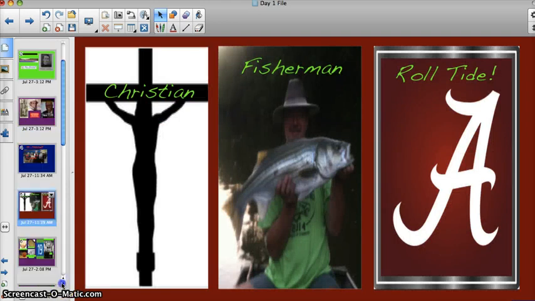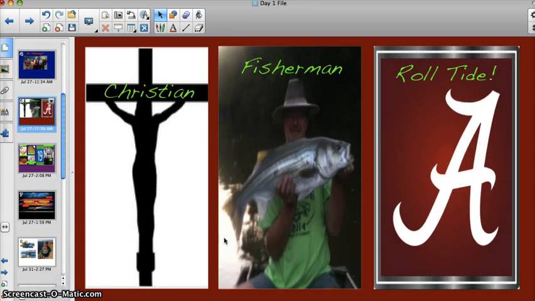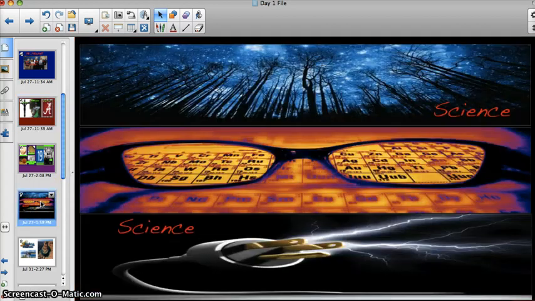I am a Christian. I like to fish. In fact, this is my biggest fish this year. And my allegiance goes to Alabama. Roll Tide. One thing I like to do, however, is to teach science. And one of the classes I teach is going to be earth science.